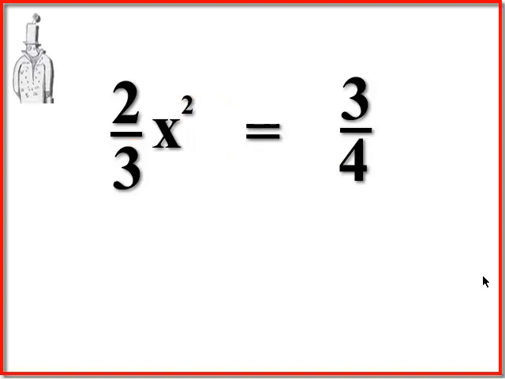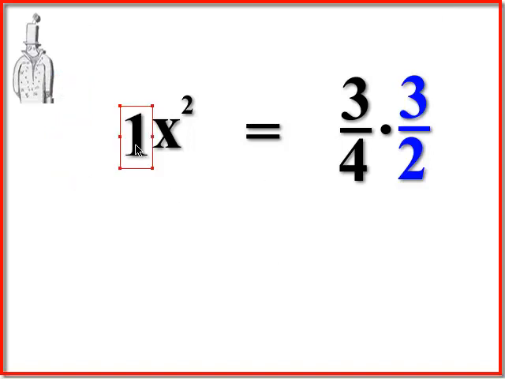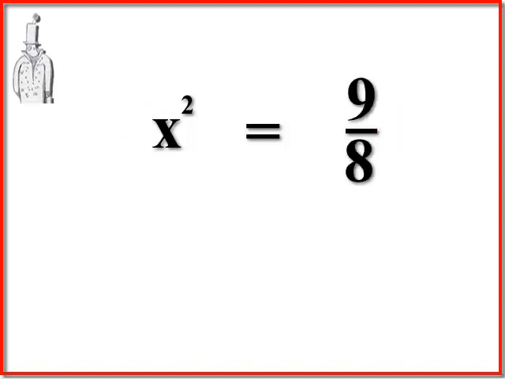Now we need to get rid of that 2/3. How do we get rid of a factor coefficient of 2/3? You multiply by its inverse. You just flip it over. That's what you're going to multiply both sides by. So 3/2 times 2/3 is 1, but we never write 1 as a factor because it's everywhere. So 3/4 times 3/2 is 9/8.